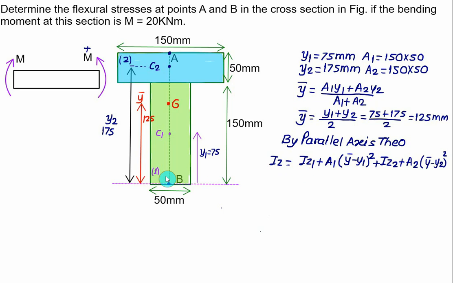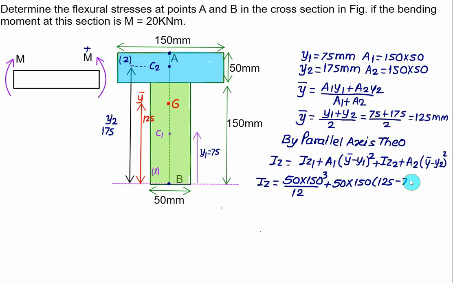Iz for the bottom rectangle is 50 into 150 cube. So we have Iz will be equal to Iz1, which is 50, that is the base, multiplied by height 150 cube of it divided by 12, plus area A1, which is 50 multiplied by 150, multiplied by y bar, which is 125, minus y1 value, which is equal to 75.